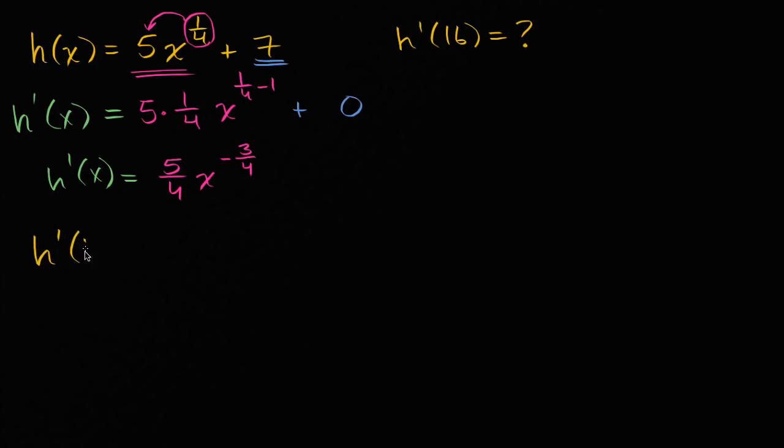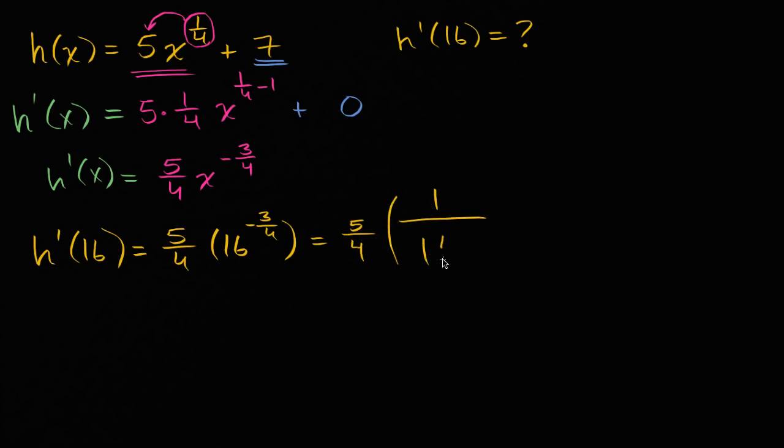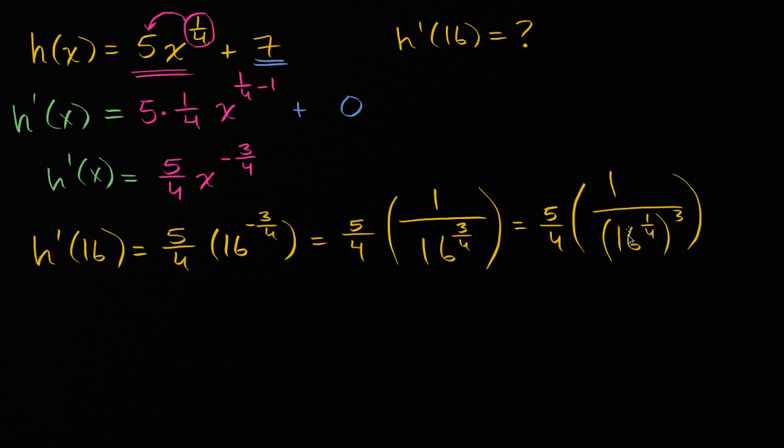So h prime of 16 is 5/4 times 16 to the negative 3/4. Well, that's the same thing as 5/4 times 1 over 16 to the 3/4, which is the same thing as 5/4 times 1 over, let's see, I could view this as 16 to the 1/4, and then cubing that. And so what is this? 16 to the 1/4 is 2. And then you cube 2, to the third power is 8.